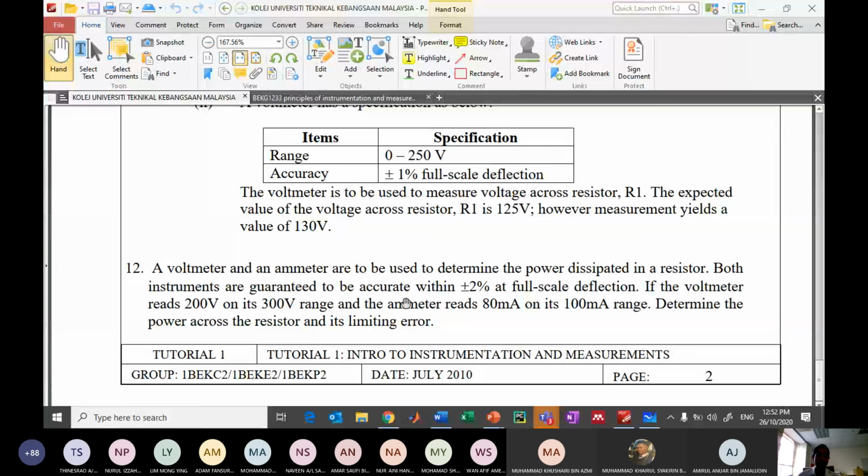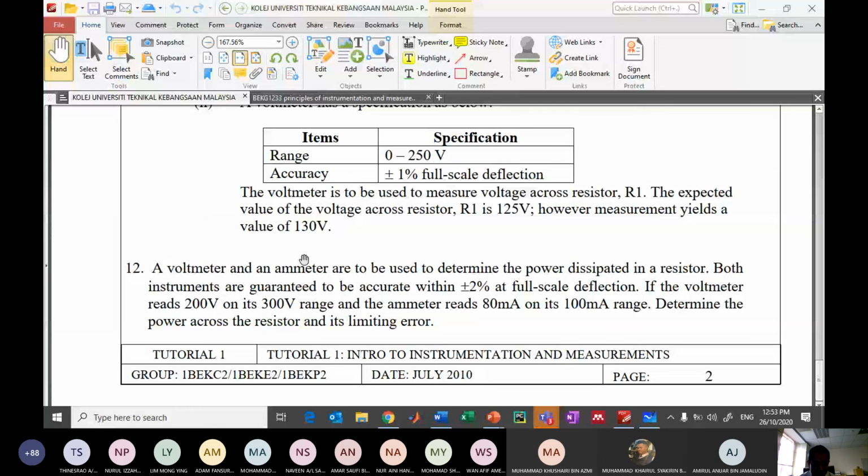The principle is the same as the previous questions. We are going to utilize a voltmeter and ammeter because we want to calculate the power. Okay, so you do the calculation. I am just going to share what this question looks like if you convert it into a diagram.